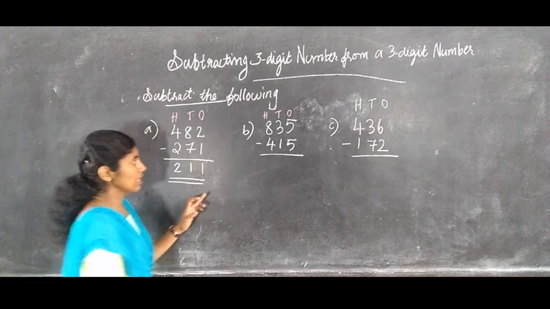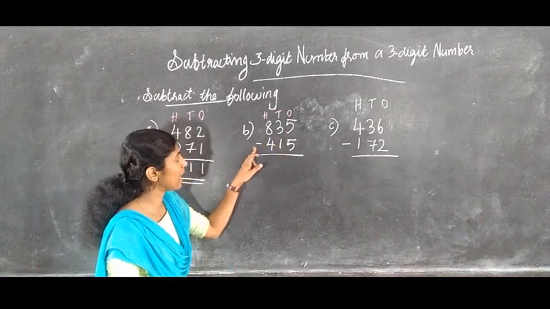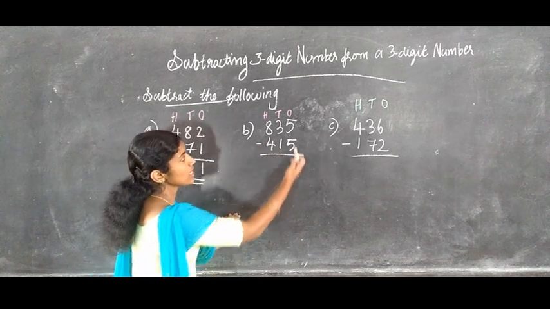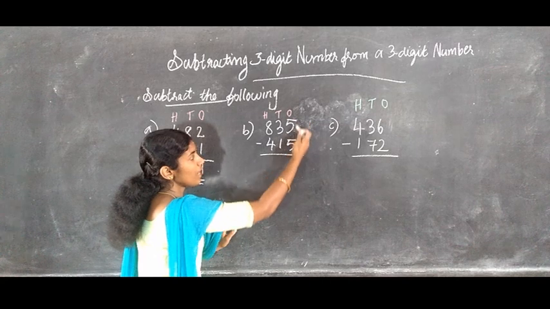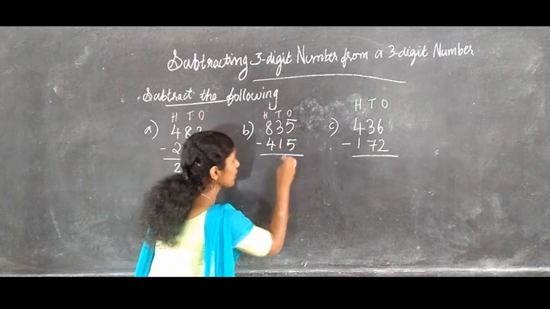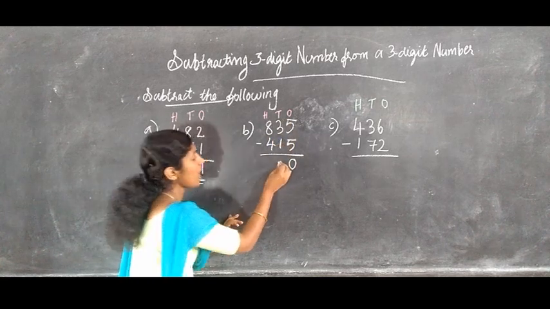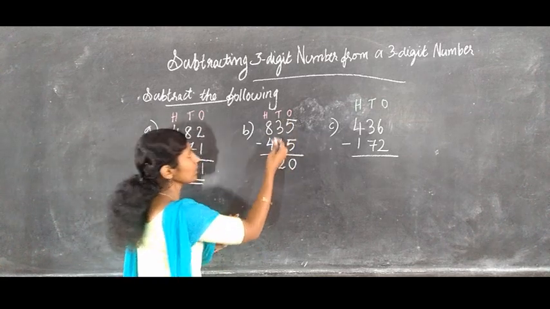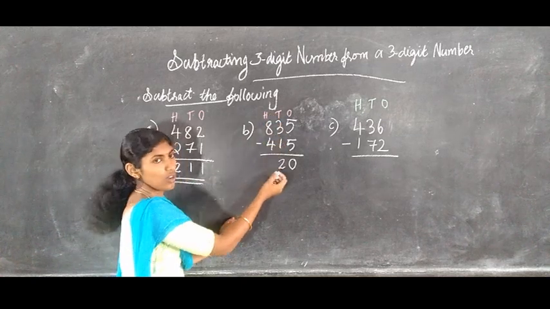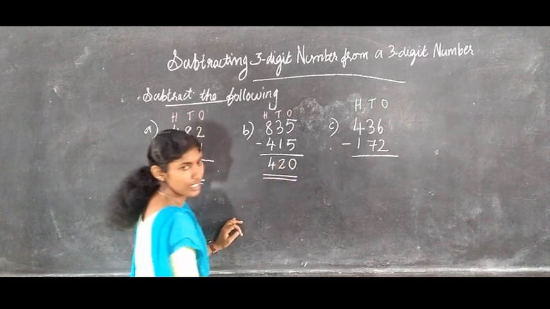Then moving to next, B. 835 minus 458. So first we have to subtract the ones. That means 5 minus 5. We have 0. Then subtract the tens. 3 minus 1. We have 2. Then subtract the hundreds. That means 8 minus 4. We have 4. Therefore our answer is 420.